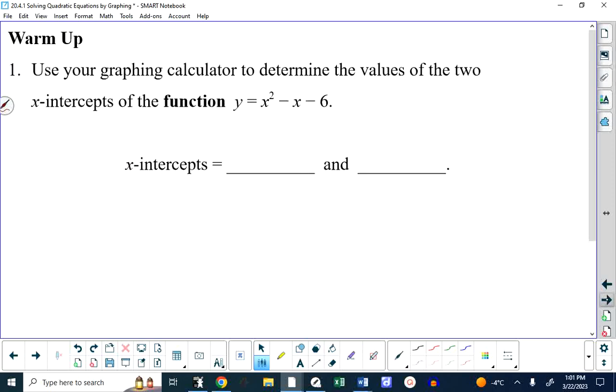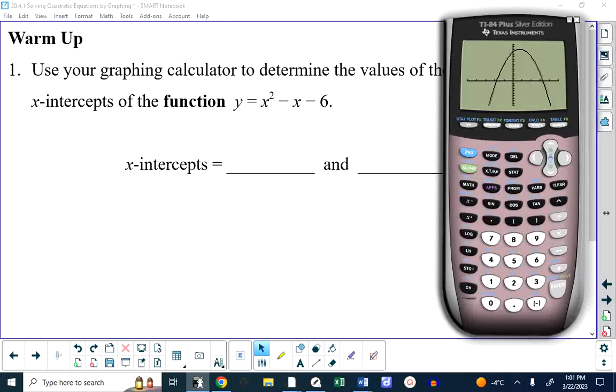So we have a warm-up here. We're going to use our graphing calculator, and we've had lots of practice with this, to determine the x-intercepts of this function y equals x squared minus x minus 6. So you're going to enter for y x squared minus x minus 6. Let's just start off all on the same page and go zoom standard.